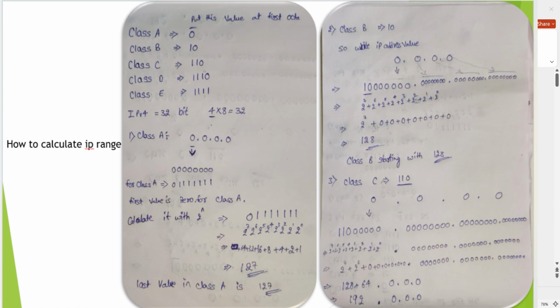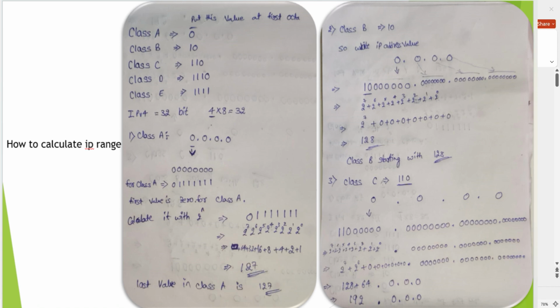In a similar way, we are also going to find class C. I don't know where class C is going to start, so I have to go with my formula. In class C, my formula is 110. These values should be put in the first 3 bits of the first octet, in the same order. I just put 110, and the remaining values are zeros, because I'm going to find the first value in class C.